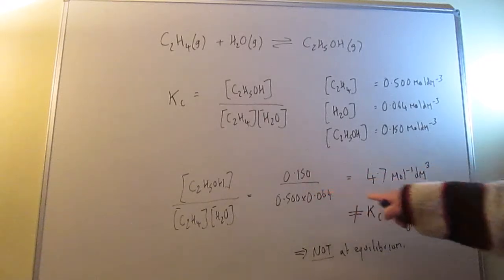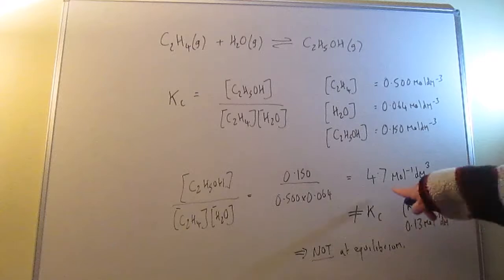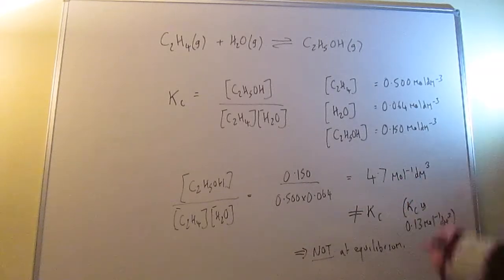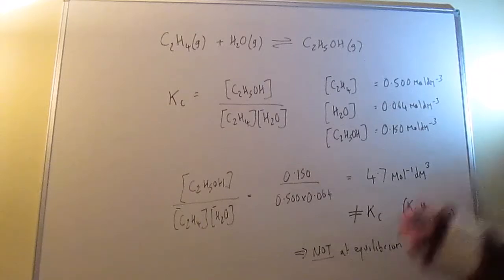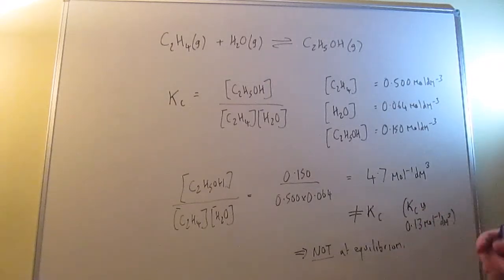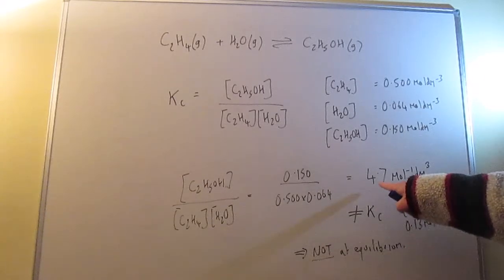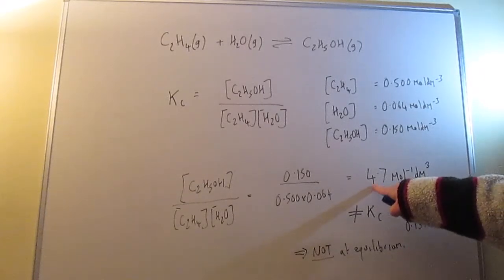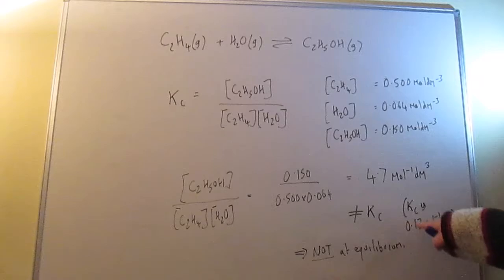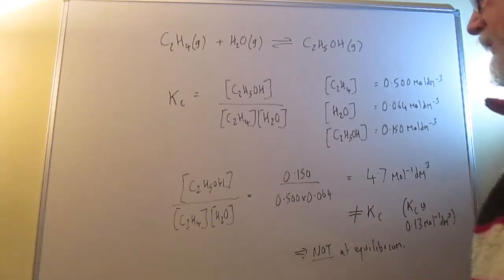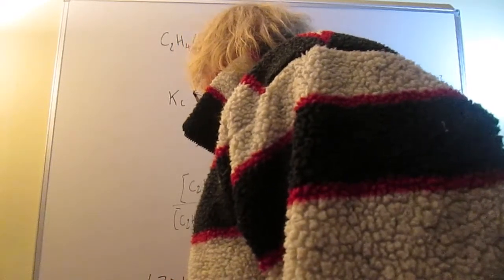Okay, so we work out that ratio. It should be equal to 0.13, but it's not. And the reason it's not is because this mixture isn't at equilibrium. So then it says, okay, so which direction will the reaction go in order to reach equilibrium? And now we look at the fact that 4.7, we can say more than just that it's not equal to 0.13, it's bigger than 0.13. So that's what we say, that 4.7 is bigger than Kc.